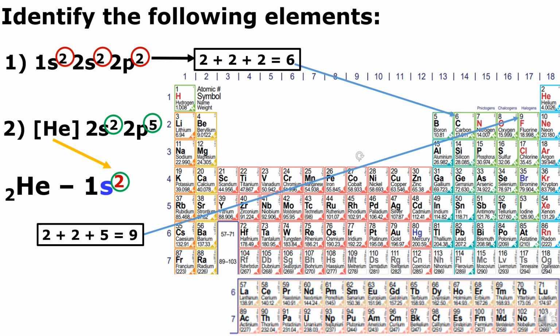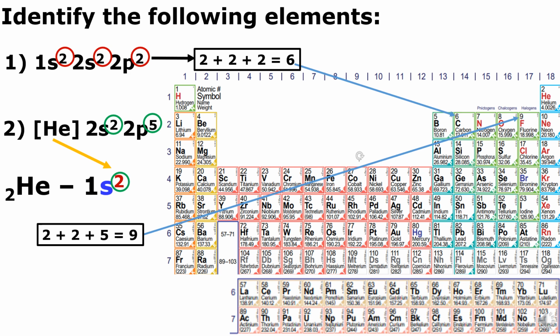Let's see some of the questions that may come in the exams from this section. To identify an element, we need to count the superscripts in an electron configuration to find the number of electrons in that atom. If we count the superscripts in question 1, 2 plus 2 plus 2 equals 6. Therefore, the element should be carbon.